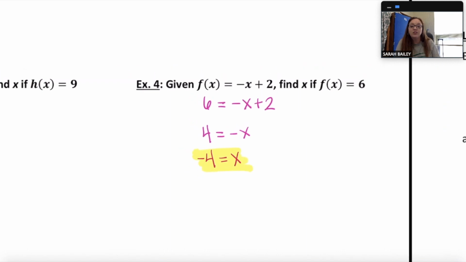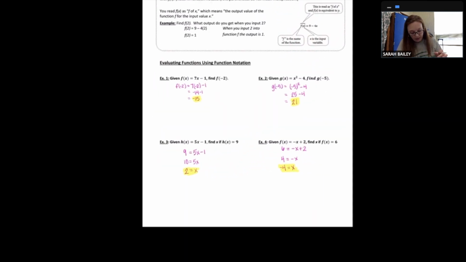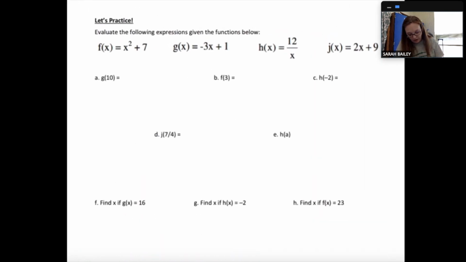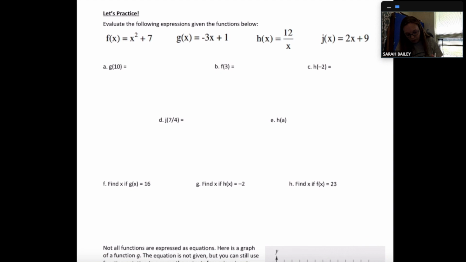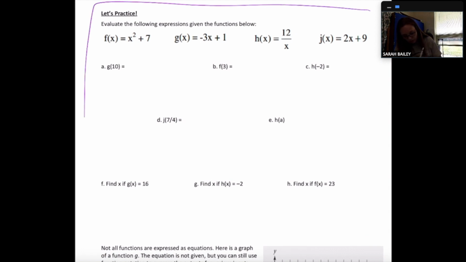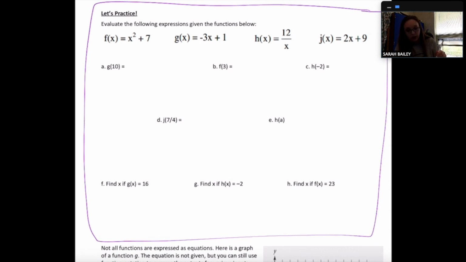Okay? So those are our 4 examples. Let's turn the page. And I want you to do the let's practice part. So you're going to do all of these. Okay? So that's problems A through H. So I want you to pause the video and complete those problems now.